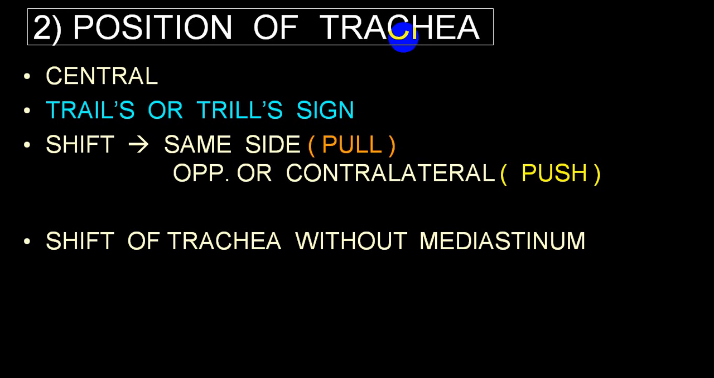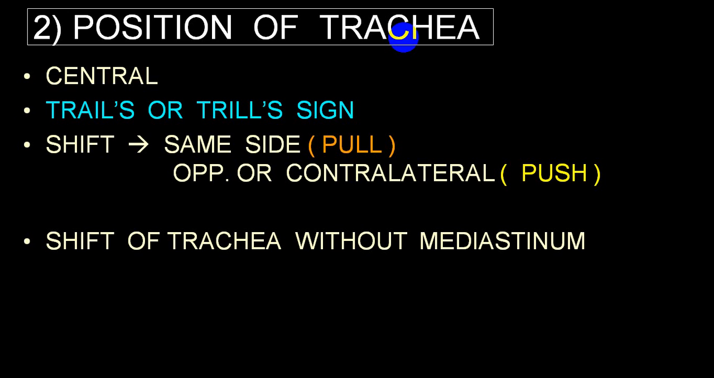Now, if you get a big push or big pull, along with shift of trachea, you will have a shift of mediastinum. The shift of mediastinum is because of the massive pull or massive push. But if there is a pathology in the apical region, say apical lobes, then you can have only shift of trachea without much shift of mediastinum.